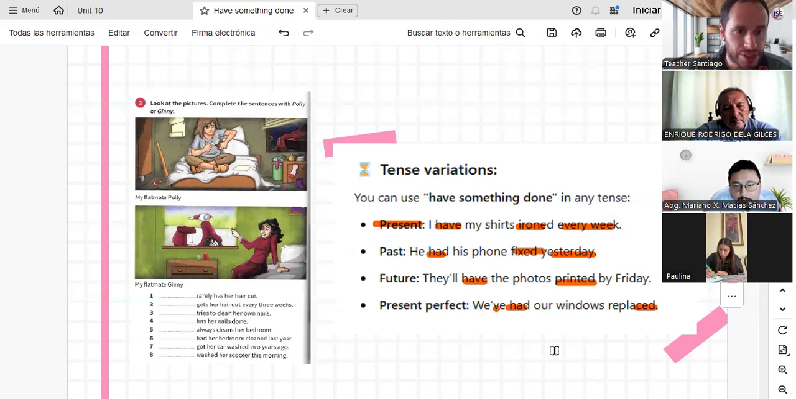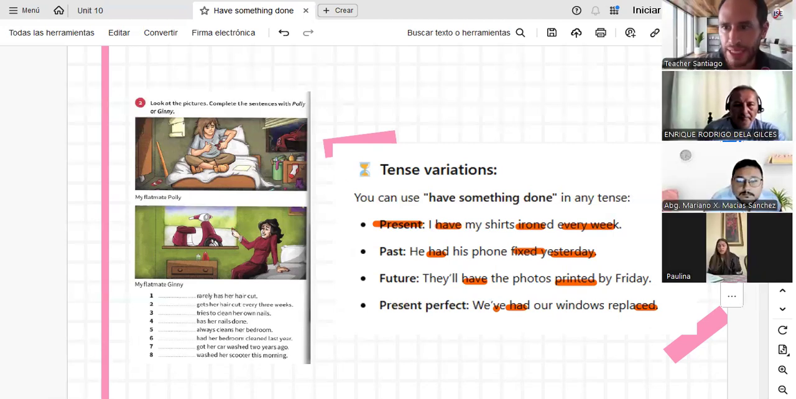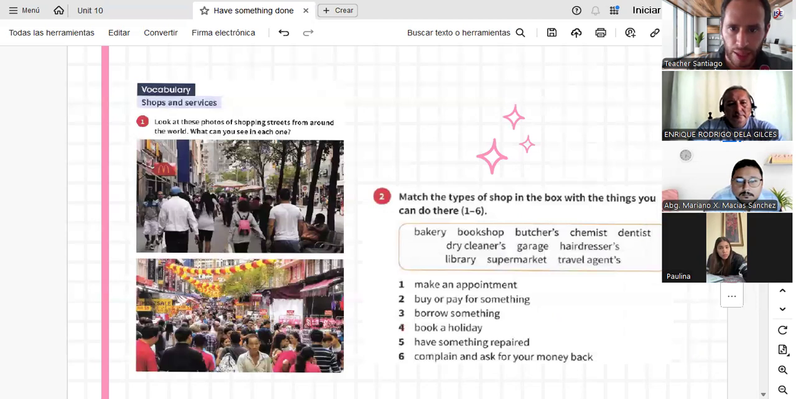So far so good. Do you have any question? No questions, right? So let's try to practice a little bit. So we use have something done when someone else does something for us, right? So now, match the type of shop in the box with the things you can do.